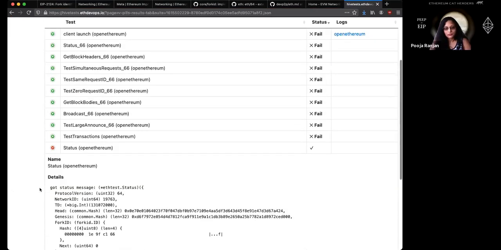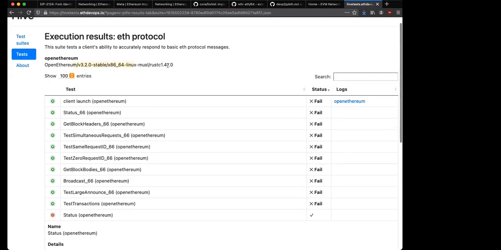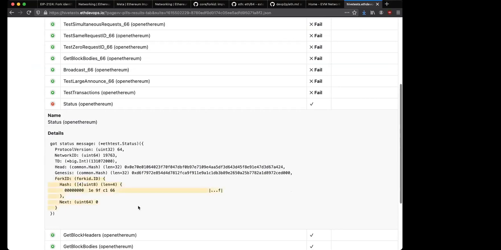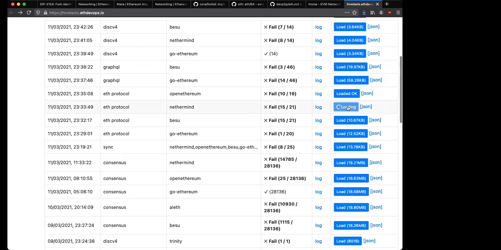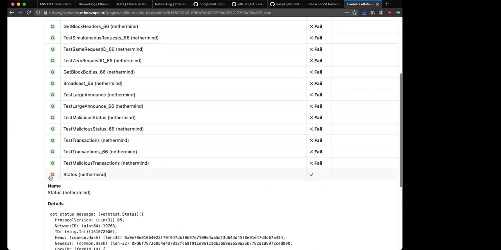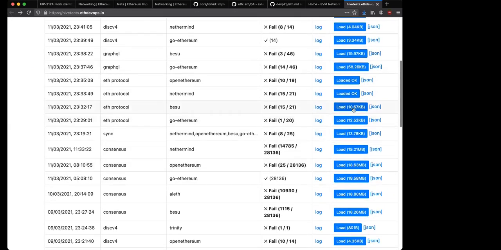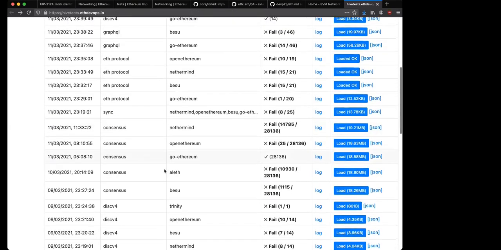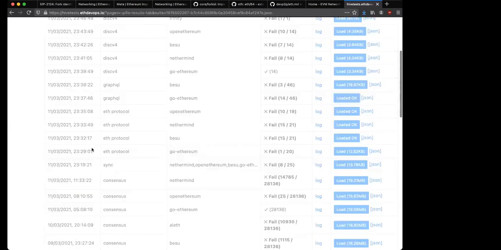So it is implemented in Open Ethereum. I don't know since which version, but in the latest version, version 3.2.0, it is implemented. You can see they are sending the fork ID, so it's okay. It is implemented by Nethermind. It's also implemented by Besu. And it is also implemented by Go Ethereum. Right. So all major clients.